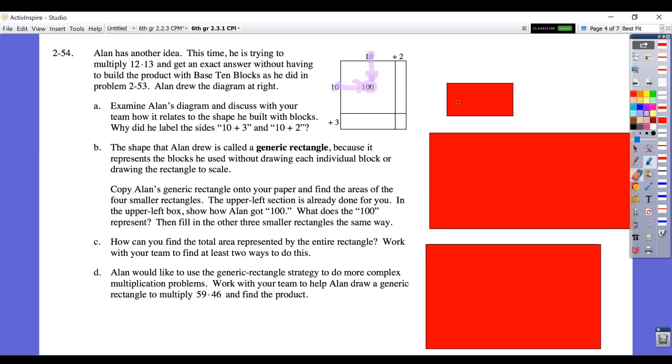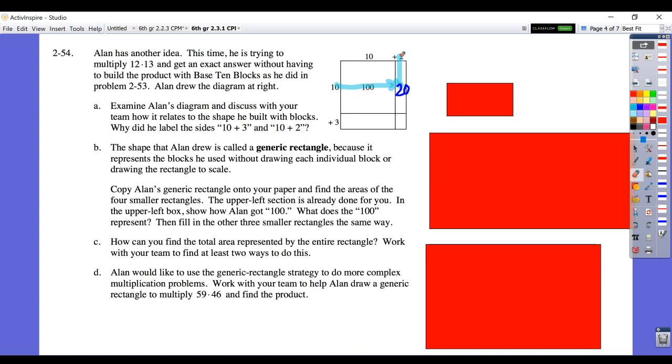Okay. Well, what about if we had this 10 times this 2? Okay, so 2 times this 10, I'm coming all the way across. That, of course, would be 20. So that would go into the section right here.